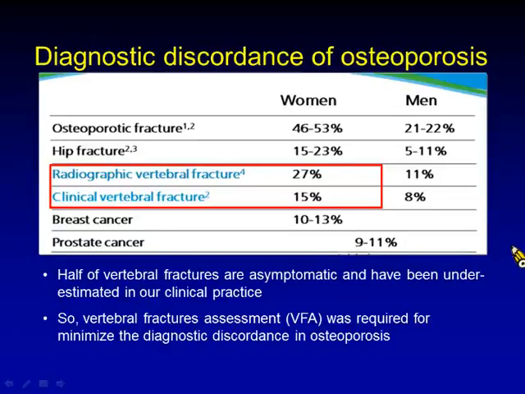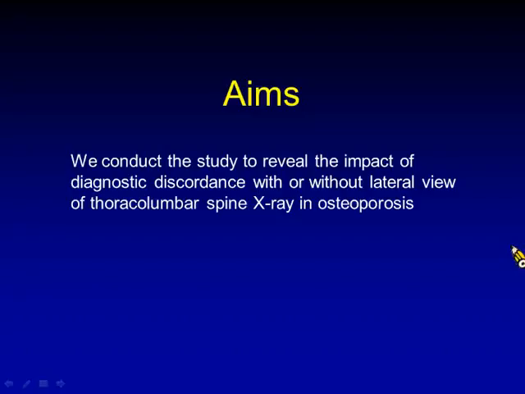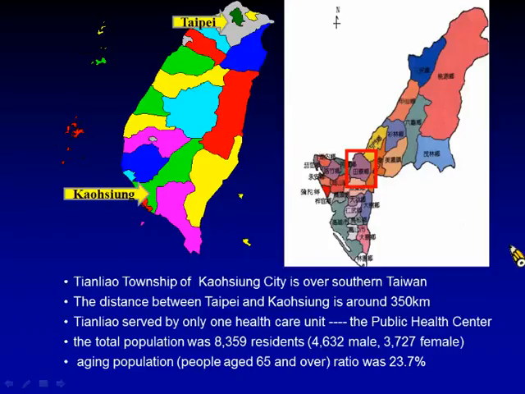Traditionally, the diagnosis of osteoporosis is based on bone mineral density measured by dual energy X-ray absorptiometry, we call it DEXA, and non-traumatic fracture history, like this machine.